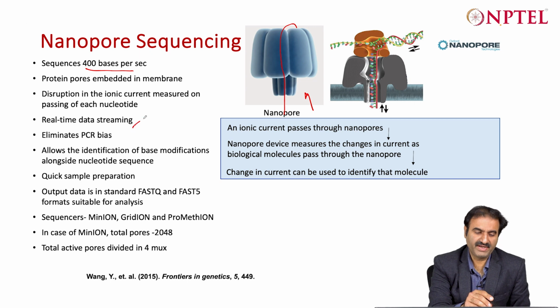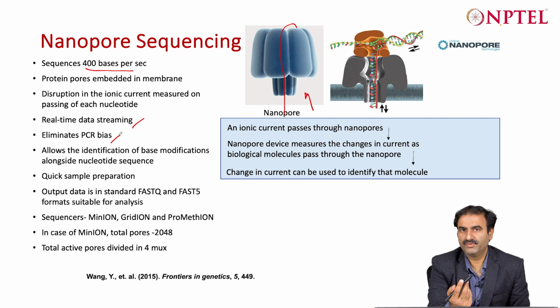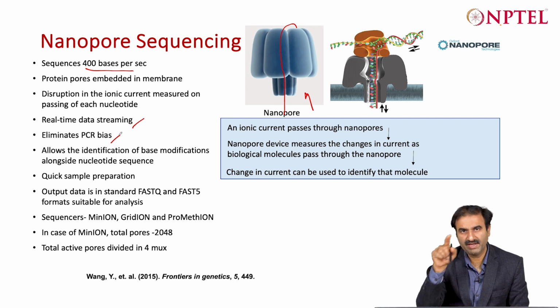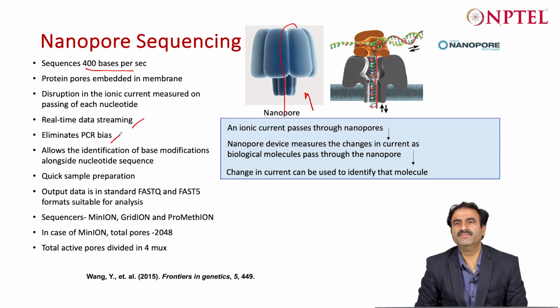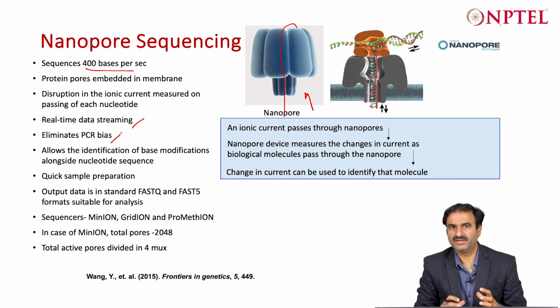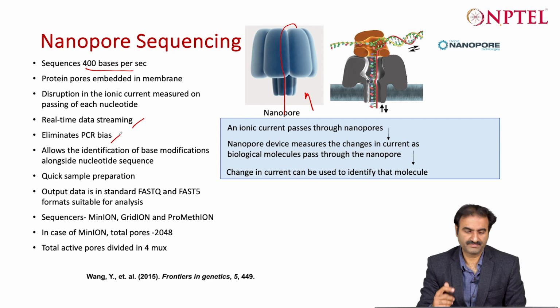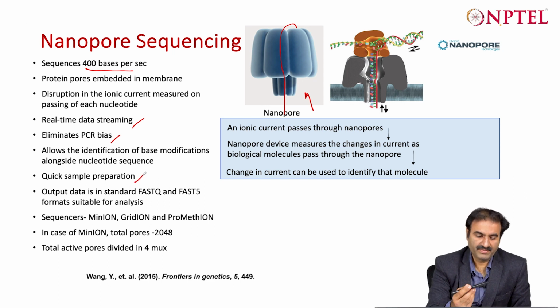So it's real time data streaming, and it eliminates the PCR bias that may happen in case of the Illumina short read technology, because if you remember, it had a bridge amplification step where the reads were amplified to form a clonal cluster, to get the appropriate signal. So here there is no such amplification, and no DNA polymerase is needed, right? Sample preparation is quick, and the output is a FastQ or FastA file, which we will see today, right?